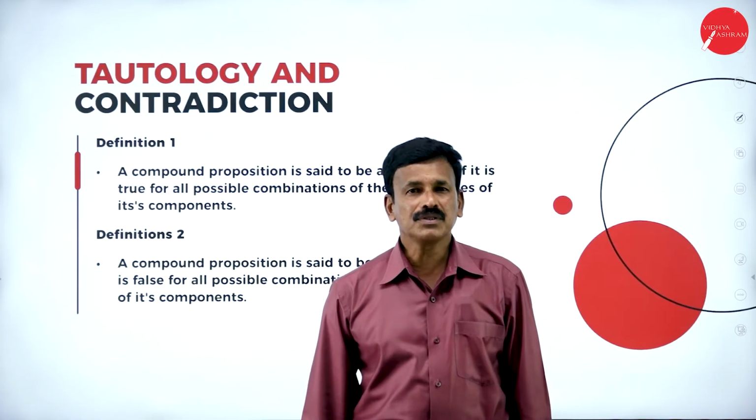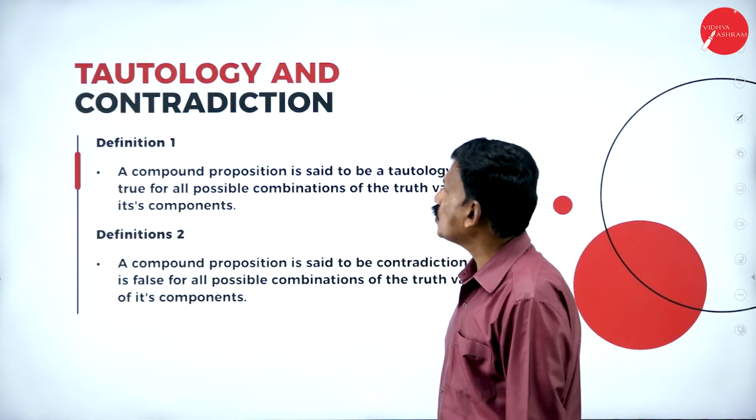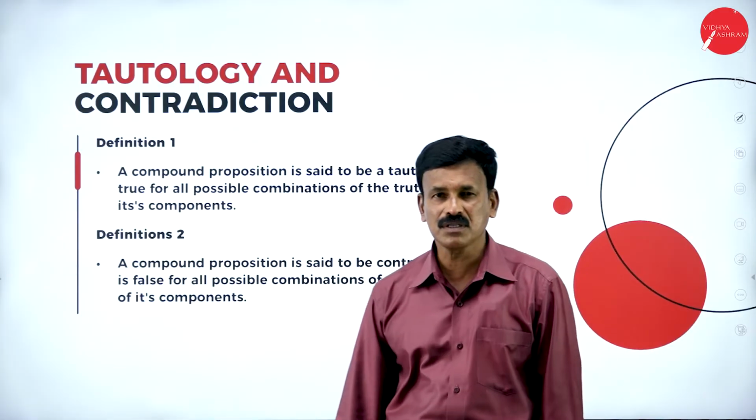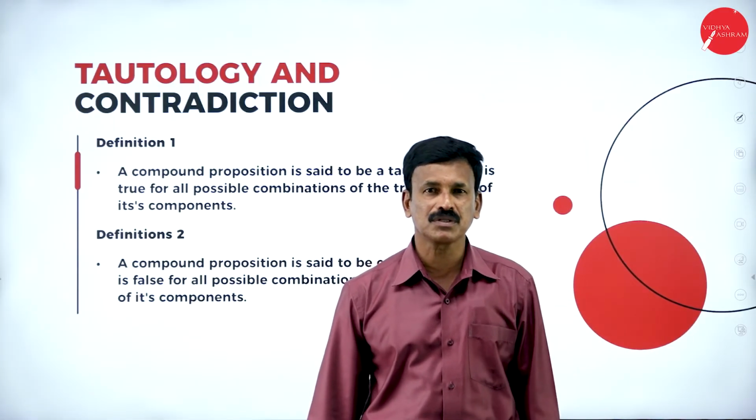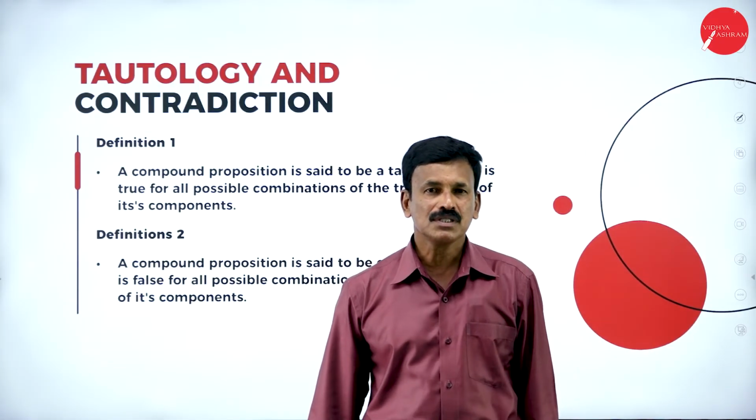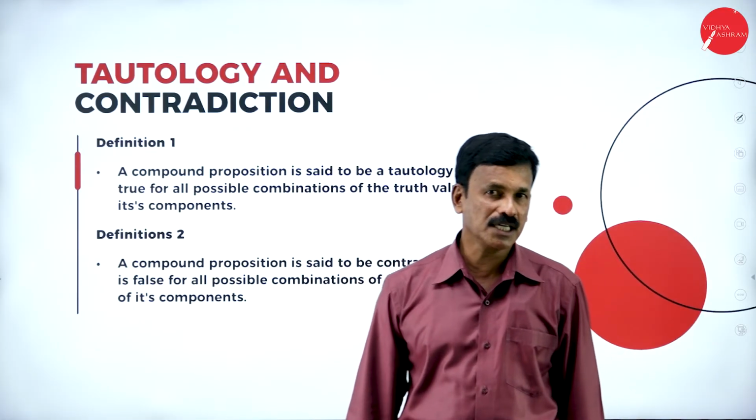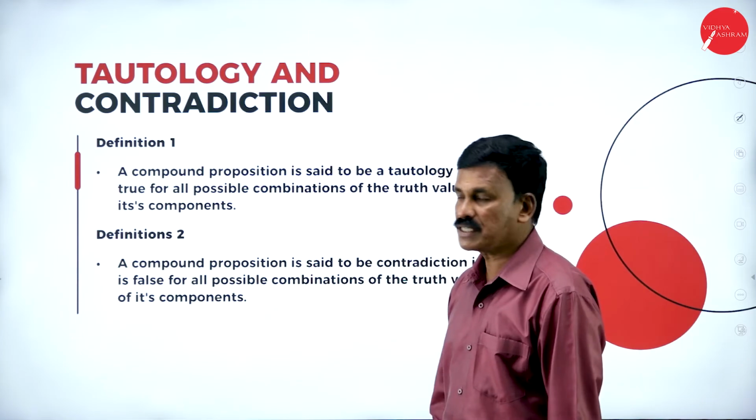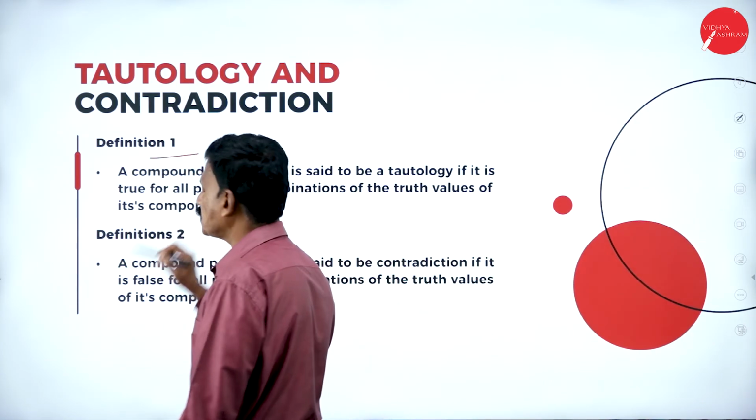Now, move on to the next concept, that is tautology and contradiction. This is very, very important. You may expect one 7 or 8 marks question from this concept. Verification of a given compound statement by constructing the truth table. Now, what is a tautology? Let us discuss the definition of a tautology.